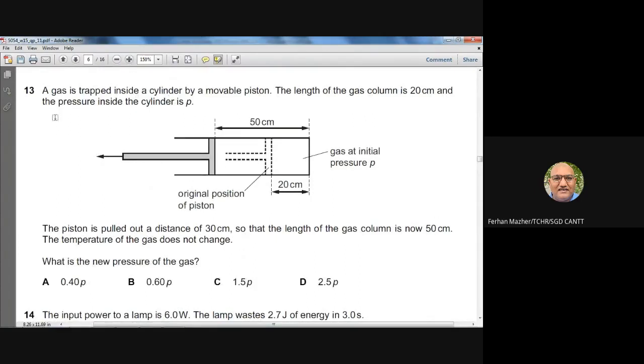Question number 13. A gas is trapped inside a cylinder by a movable piston. The length of the gas column is 20 centimeter and the pressure inside the cylinder is P. The piston is pulled out a distance of 30 centimeters so that the length of the gas column is now 50 centimeter. The temperature of the gas does not change. What is the new pressure of the gas? Okay.